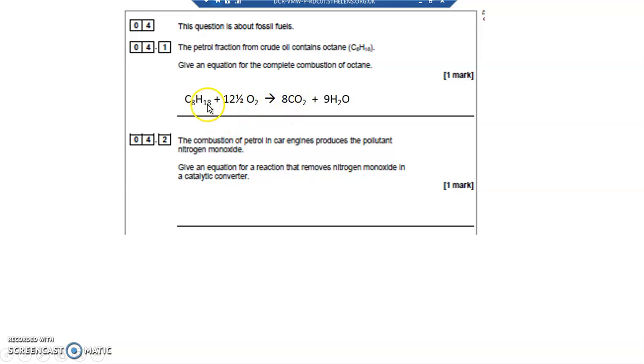I've got 18 hydrogens, so I must have 9 waters, 9 twos are 18, and now I can do the oxygens last of all, so I can add up these in here. 8 twos are 16, add 9 is 25, so I'm going to need 12 and a half. 12 and a half times 2 is 25.